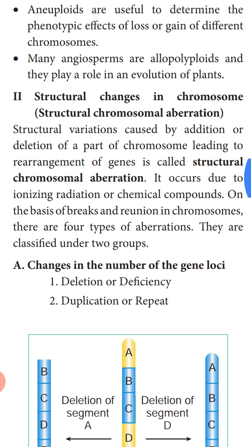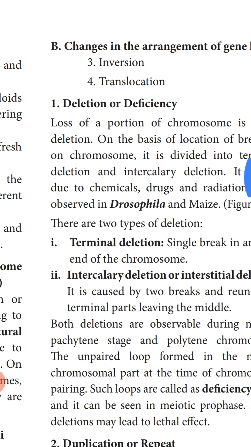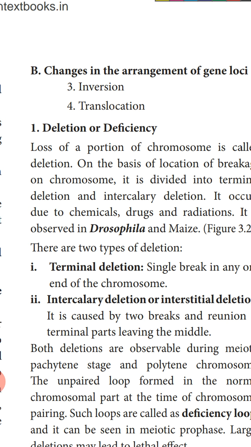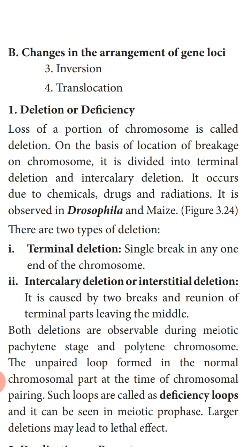Next, the second group is change in the arrangement of the gene loci. When a segment of the chromosome changes its place, the arrangement of the gene loci, the locus of the genes, changes. That is the second category. This is by two methods, inversion and translocation. You can understand it better when we deal with this topic.